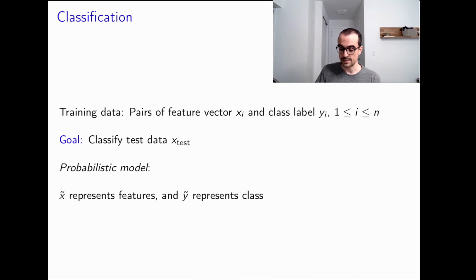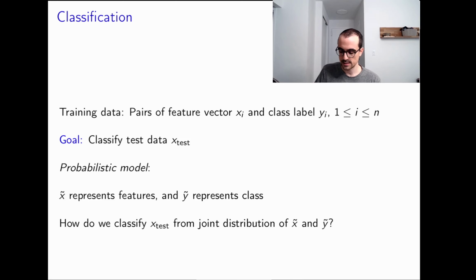Okay, so we're going to do this using a probabilistic model where a certain random vector x is going to represent the features, in our case, two-dimensional features, and y is going to represent the class, in our case, the diagnosis, Alzheimer's, no Alzheimer's. Okay, so how do we classify x if we know, and this is a very big if, we know the joint distribution of x and y? Well, what are we going to do? We're going to compute the probability that y has a certain value conditioned on having observed those particular features.